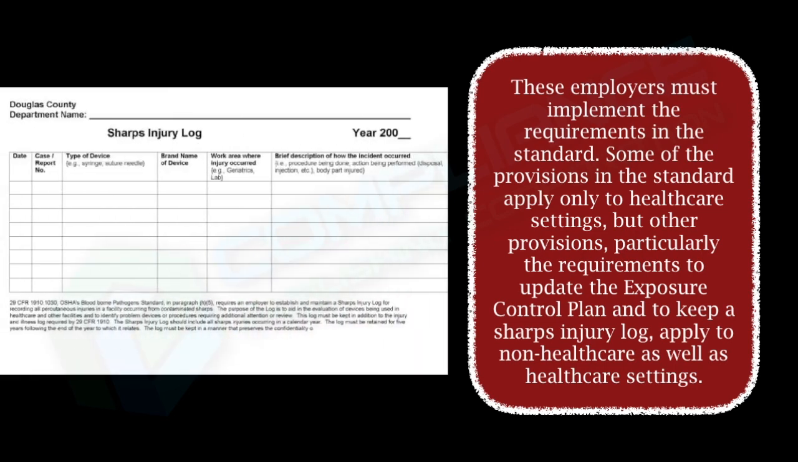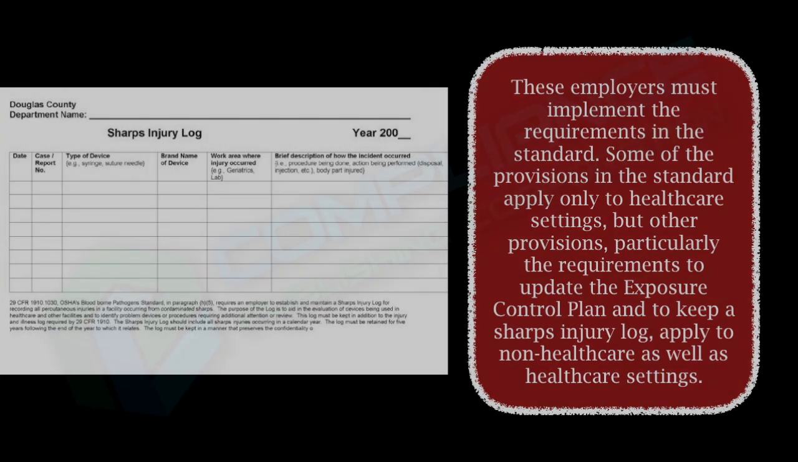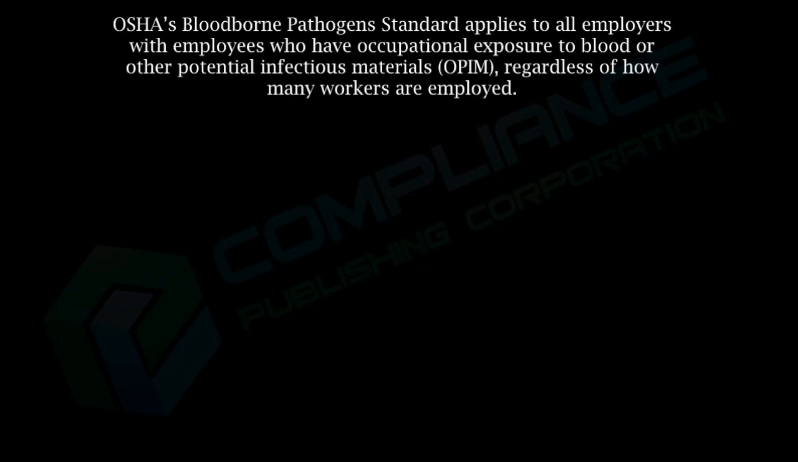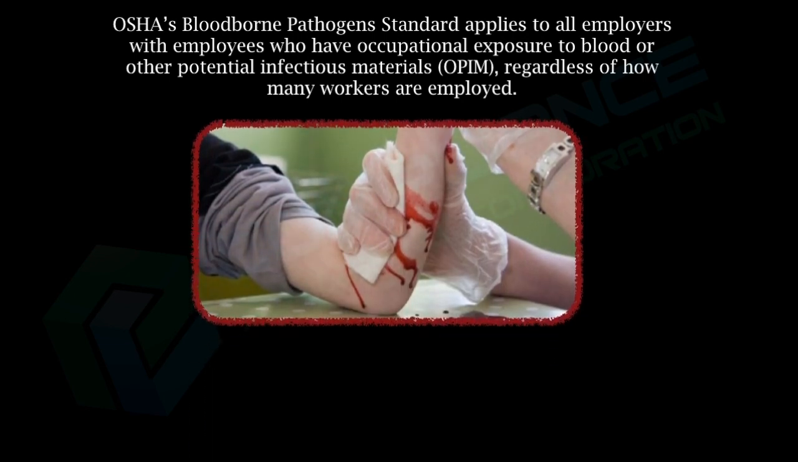Some of the provisions in the standard apply only to healthcare settings, but other provisions, particularly the requirements to update the exposure control plan and to keep a SHARPS injury log, apply to non-healthcare as well as healthcare settings. OSHA's Bloodborne Pathogen standard applies to all employers with employees who have occupational exposure to blood or other potentially infectious materials, regardless of how many workers are employed.